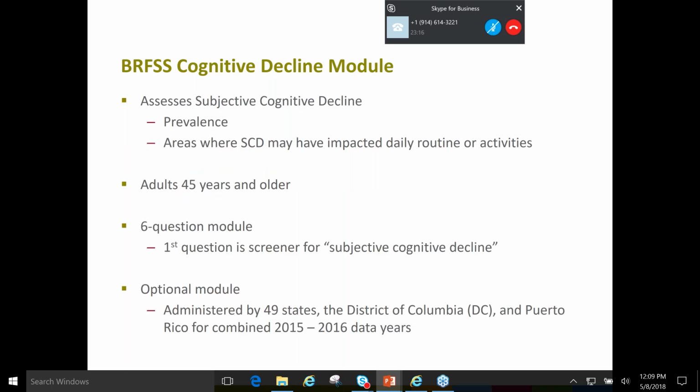So within this module, we assess subjective cognitive decline. We can determine the prevalence of SCD, as well as areas where SCD may have impacted a person's daily routine or activities based on their responses in the BRFSS. We assess SCD in this module in adults 45 years and older, and this is a 6-question module. The first question of the module is a screener for subjective cognitive decline. And as Valerie had mentioned, it is an optional module, but we've been very fortunate with support from the Alzheimer's Association. It's been administered by 49 states, the District of Columbia, and Puerto Rico for the combined years of 2015 and 2016. Next slide.